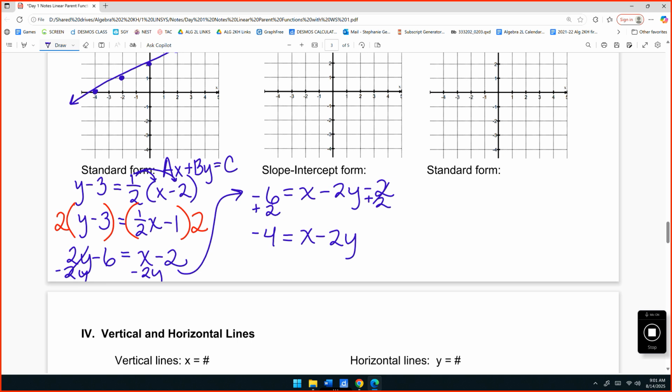All right. Now, I know it's backwards, right? We have c equals ax plus by, but that's okay, because we can use the transitive property and just say, hey, I can just swap sides, x minus 2y equals negative 4. And that's standard form. X and y are on the same side. We don't have any fractions, and a is positive. Okay?